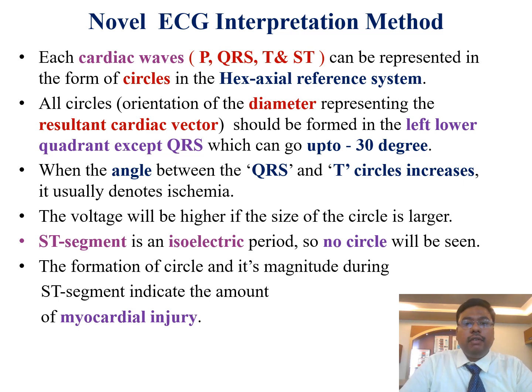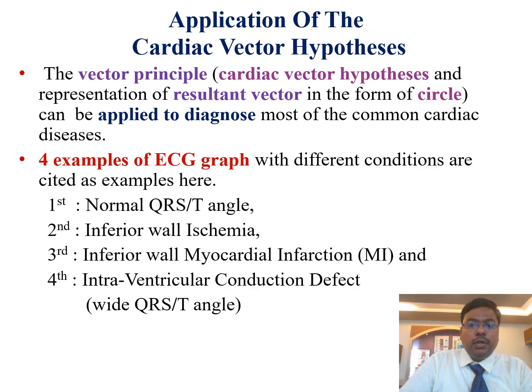So each of the cardiac waves, P, QRS, T and ST, can be represented in the form of circles in the x-axis reference system. For all circles, the orientation of the diameter representing the resultant cardiac vector should be in the left lower quadrant, except QRS, which can go up to minus 30. When the angle between the QRS and T circles increases, it usually denotes ischemia. The voltage will be higher if the size of the circle is larger. ST segment is an isoelectric period, so no circle will be seen. The formation of a circle and its magnitude during the ST segment indicate the amount of myocardial injury.